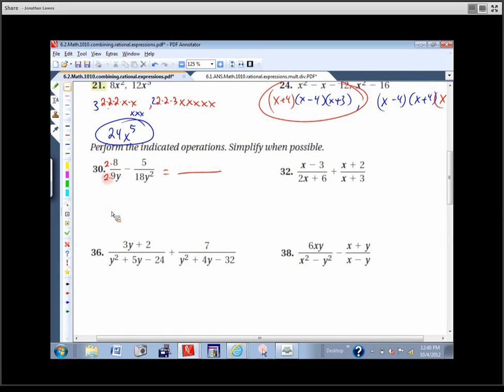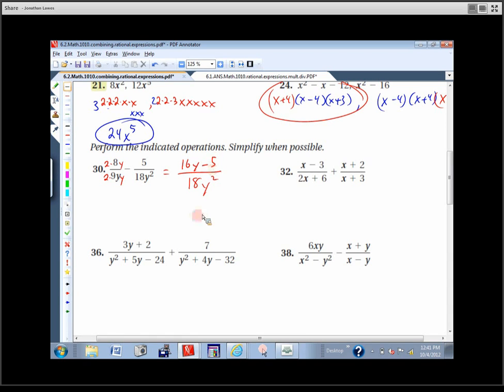I've got the right number, but do I have the right number of variables? No, I need another y on this, don't I? So this is my common denominator. This is 18y squared. This is 18y squared. So that's still my denominator. Remember, that doesn't change at all. If you do 1/5 plus 3/5, you don't get 4/10. Okay? You get 4/5. So this is going to be 16y minus 5.